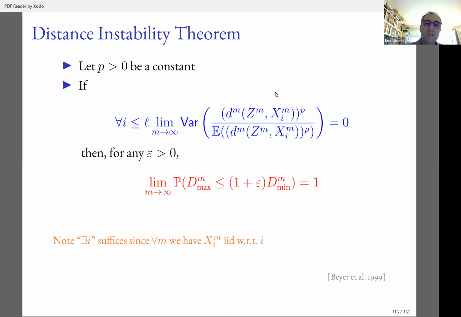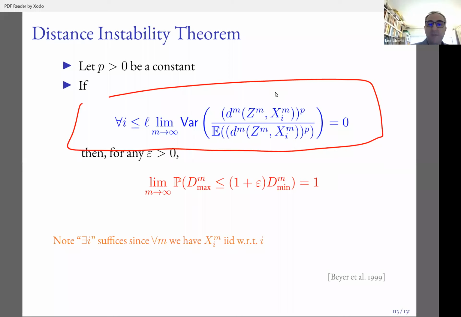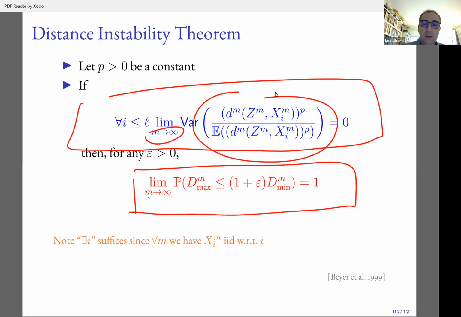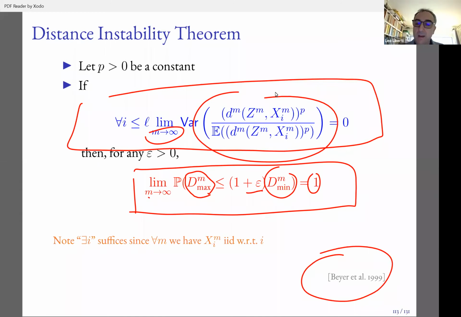This is the more precise form. The variance of this quantity has to be 0 in the limit as the dimensions go to infinity. And this is the conclusion: the limit for m goes to infinity of the probability of the maximum distance away from your selected point being within an epsilon of the minimum distance to the closest point is 1. So this is the real tragedy, and this is the reference that explains it.